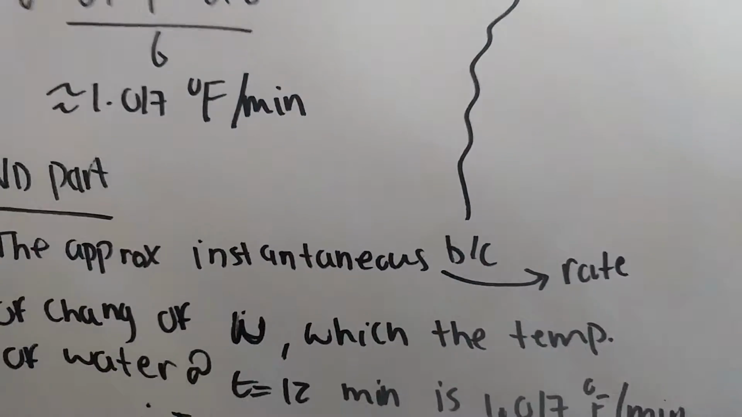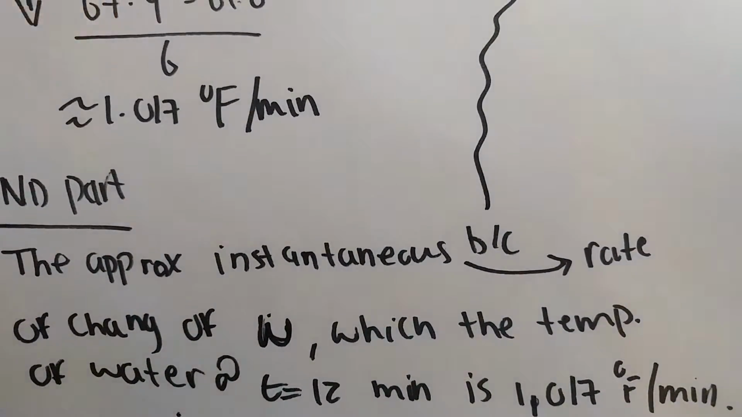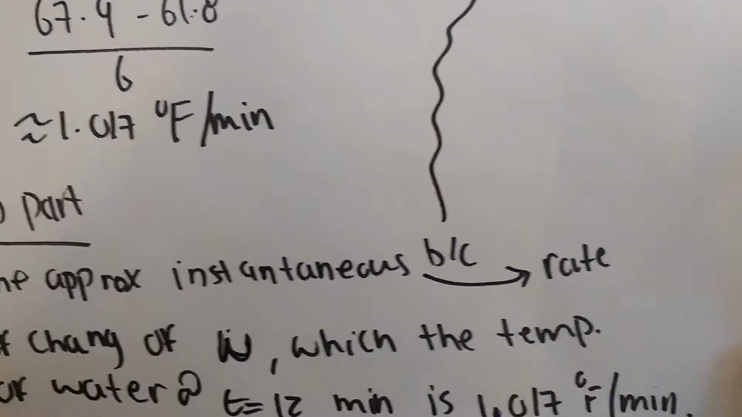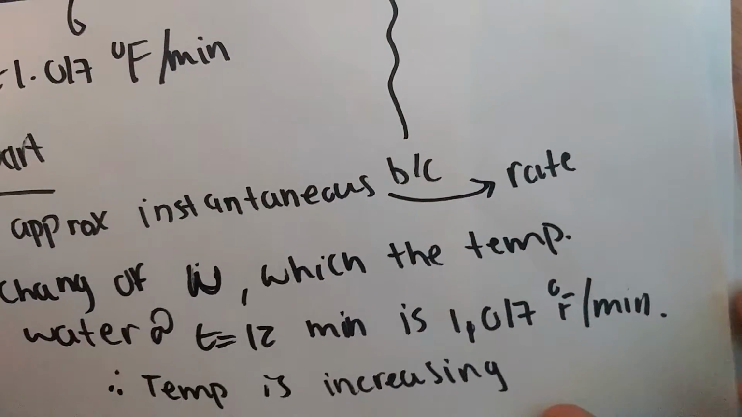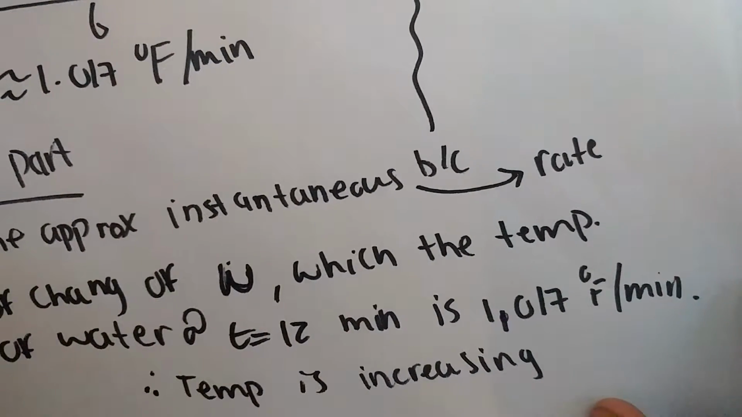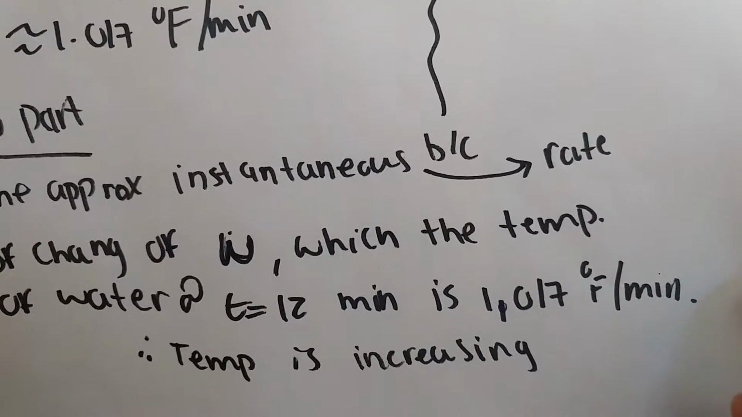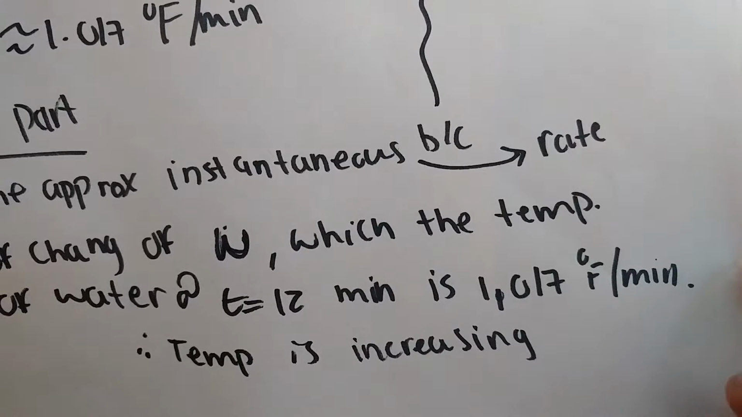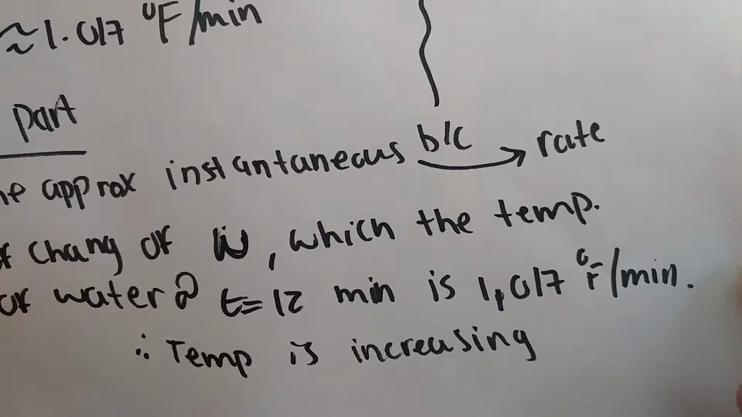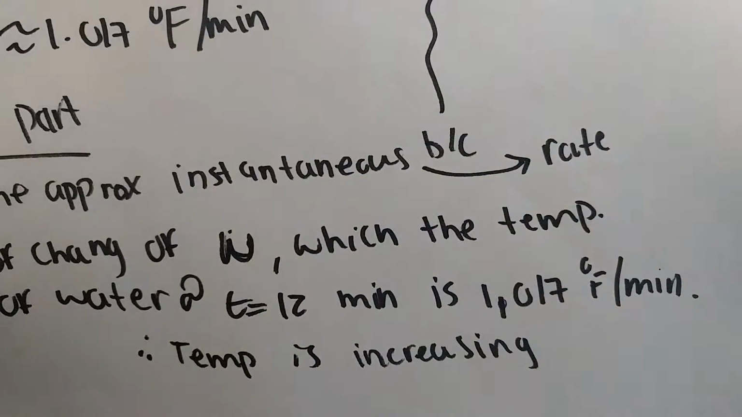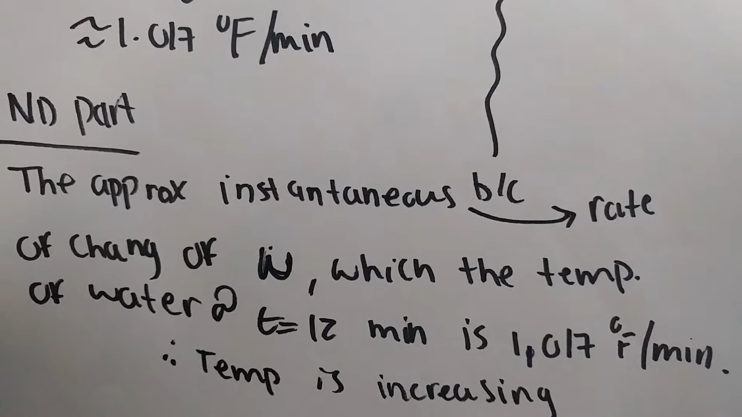The second part of this problem is explaining what we found. So we found the approximate instantaneous rate of change of W, which means that the temperature of the water at t equals 12 minutes is changing at 1.017 degrees Fahrenheit per minute. So at that time, the temperature is actually increasing. That's all it means. So moving on to part B.